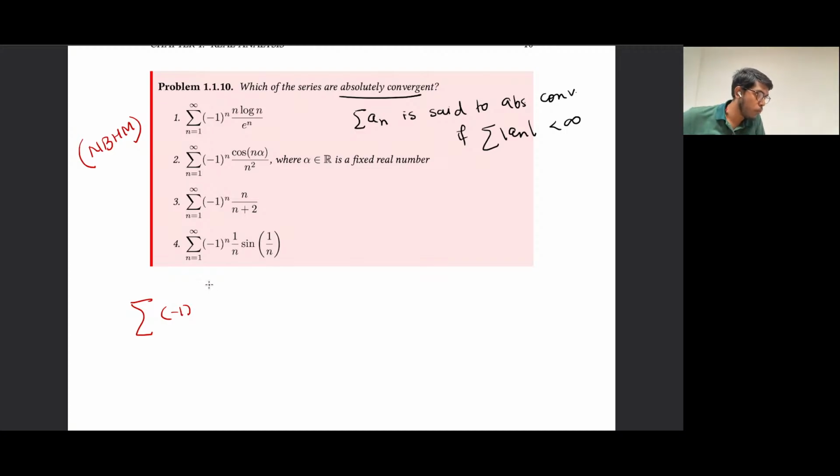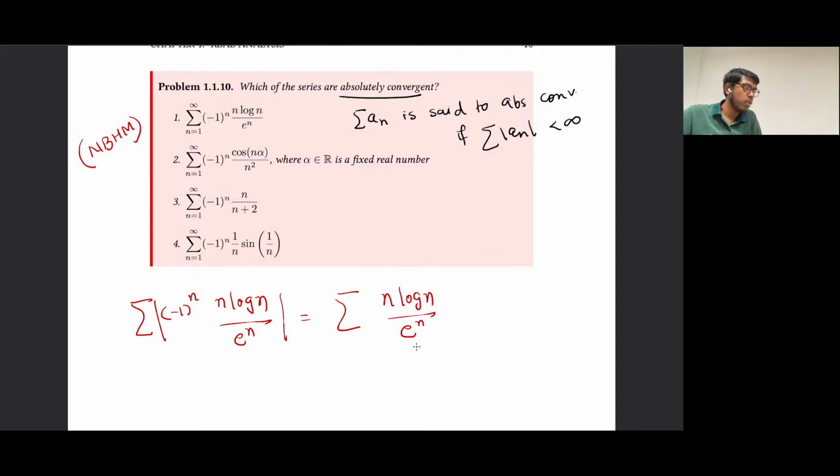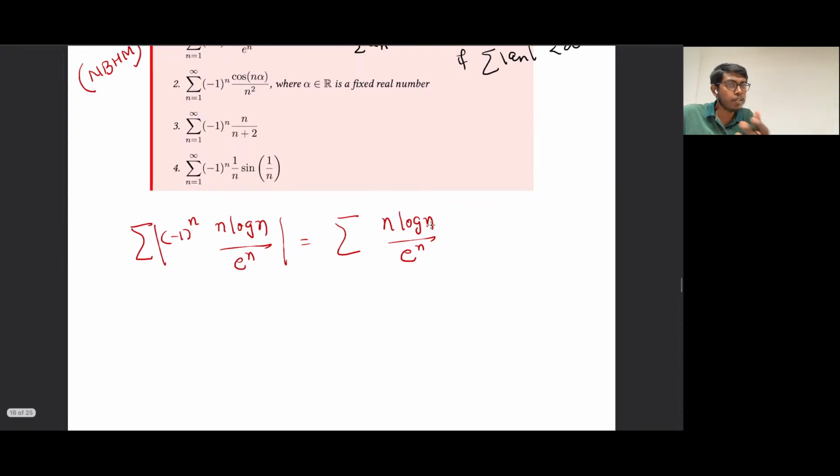So minus 1. So the first option is correct, and for the rest of the options, you will see that apart from the third, everything is correct. So you can check minus 1 to the n, n log n by e to the n. Absolutely convergent means I have to consider this series, n log n by e to the n. I have to see whether this series is convergent or not. If this is convergent, then the given series is absolutely convergent.